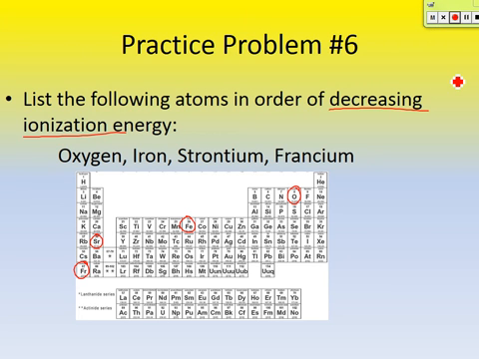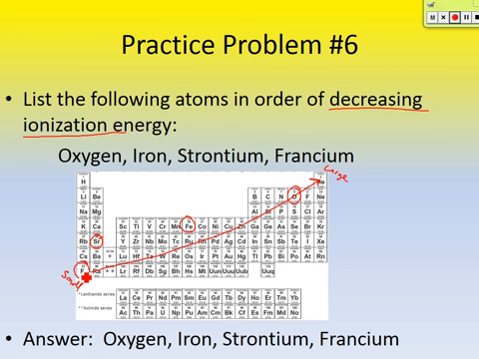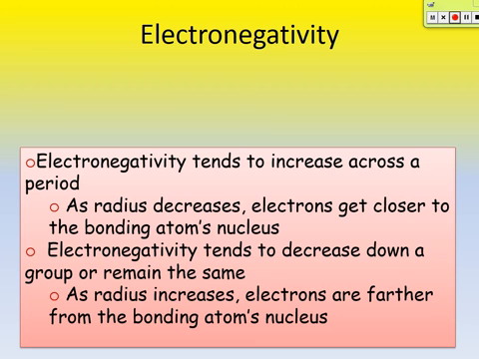Okay, let's see if you guys got it right. Remember, the trend goes like this. This is large, this one's small. We want it in order of decreasing ionization, so largest to smallest. Which one's first then? Which one's the largest? Oxygen. Then what? Then iron, then what? Strontium, then francium. Very good. Okay, and we got it right.